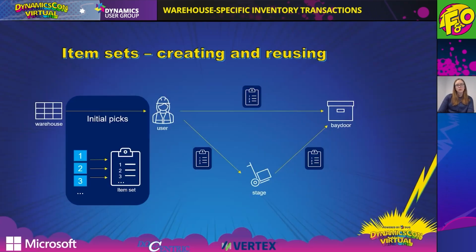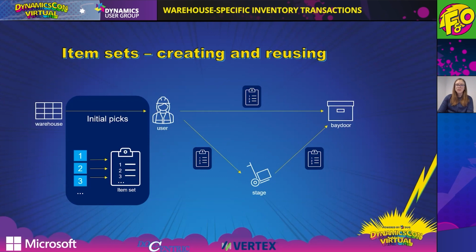So I said that the item set can be reused. How does this work? Whenever a worker picks inventory, it starts with initial picks. This is the moment when we really know what is going to be picked. This is the moment when serial numbers or any other tracking dimensions are recorded. And this information we collect to build an item set.